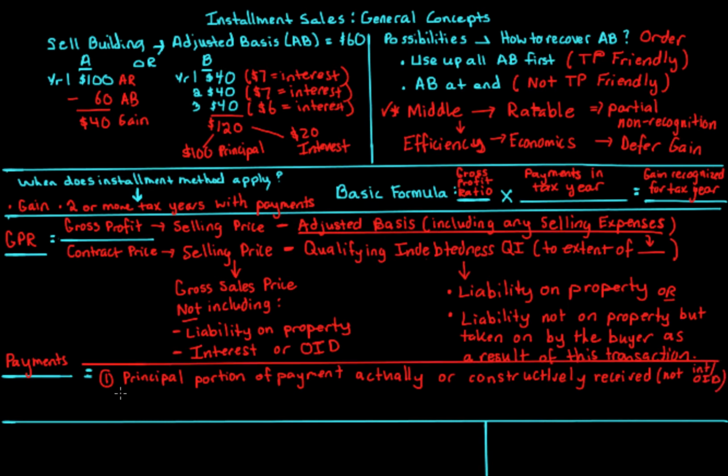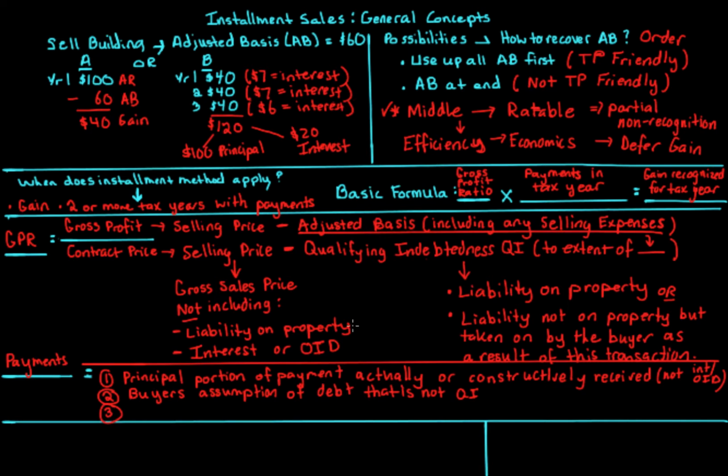The second item that's considered a payment is the buyer's assumption of debt that is not QI. So if it's not considered QI, qualifying indebtedness, which we defined earlier, it goes under here as a payment. So if you have some type of liability, it's not related to the transaction. Buyer's assumption of debt that is not QI. And this is, again, quite rare. Usually when the buyer assumes a liability, it's usually on the property. That's usually the most common. So if there's anything that's not QI, it goes there.